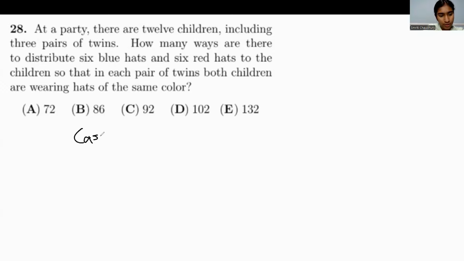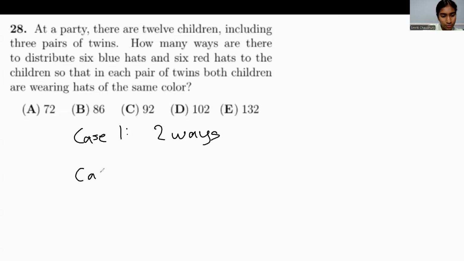Case 1, all the twins have one color and all the other kids have another color. And in that case, there are 2 ways. The twins have red and the other children have blue, or the twins have blue and the other children have red. So 2 ways.